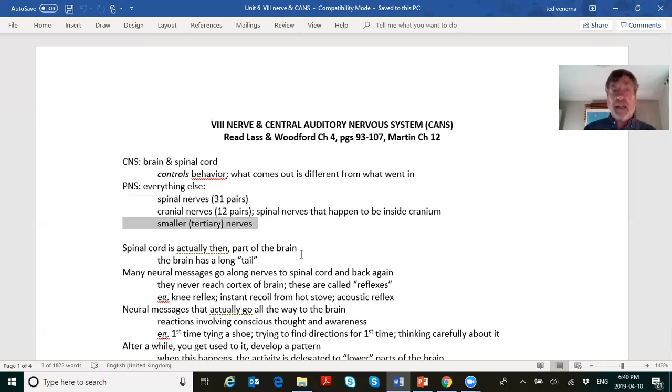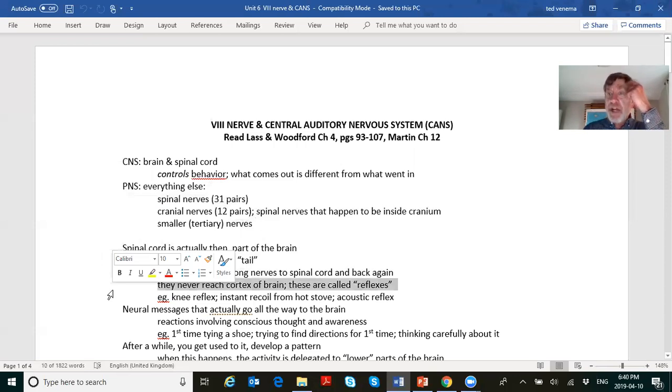Wow. Okay. The spinal cord on our notes here is actually part of the brain. The brain can be considered to have a long tail. Many neural messages go along nerves to the spinal cord and then right back out again. They never reach the brain. They never reach the cortex. And these are called reflexes.